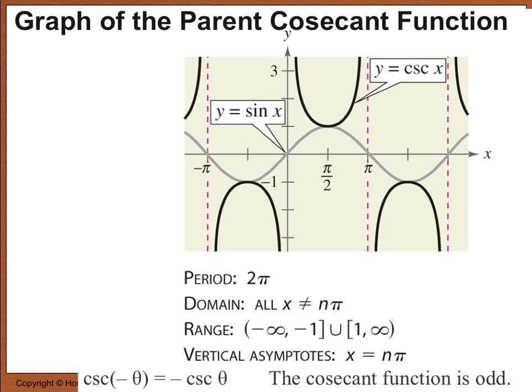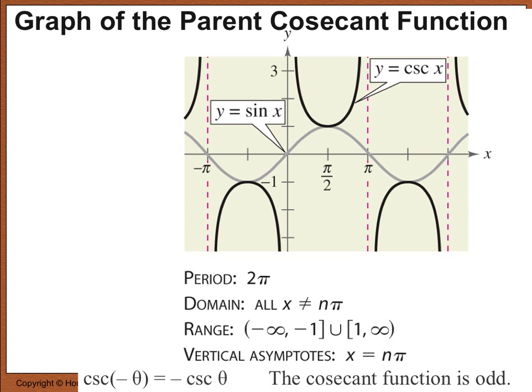Graph of the parent cosecant function. Sometimes it's pronounced cosecant. You can say it however you want. You can tell that the graph of the cosecant function is very much related to the sine curve. In fact, often when the cosecant curve is pictured, it's pictured with the corresponding sine curve in gray on the same set of axes. The reason for that, of course, is that the cosecant of x is simply 1 over sine of x, since the cosecant is the reciprocal function.